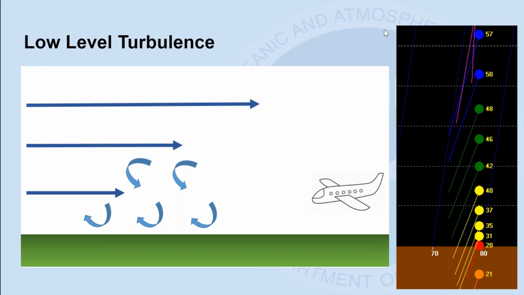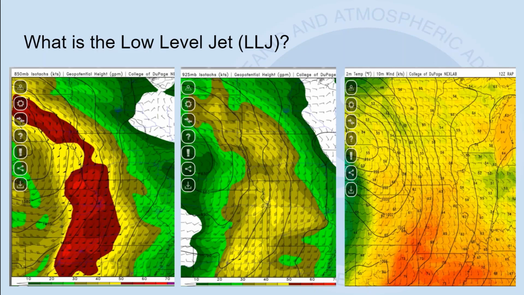Over here on the right is another view of a BUFKIT profile of the wind. And in this case, we don't see as much directional shear. You see that the direction is fairly uniform as you go up, out of the south-southwest, but you do see a gradual increase in the speed of the wind. And that's going to cause some rotation of the air and some of those eddies that can cause some turbulence when you're flying into and through those.